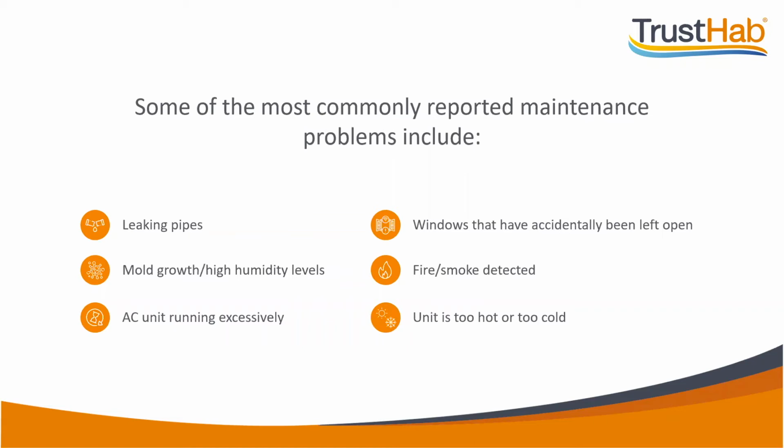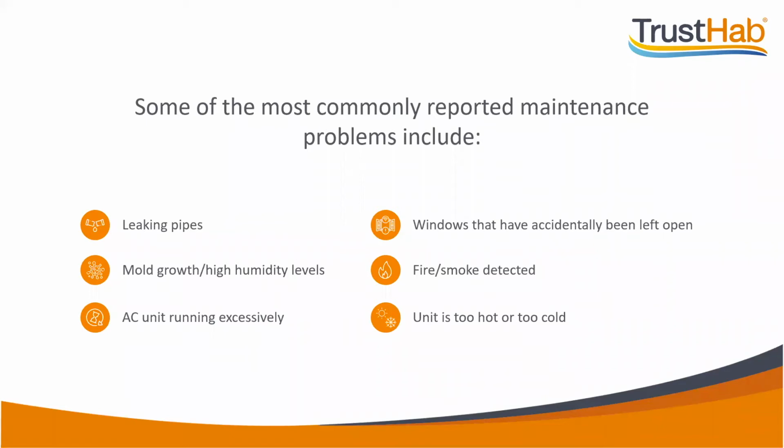Even if a unit isn't actively being lived in, it doesn't mean maintenance problems can't or won't occur. So some commonly undetected maintenance problems include leaking pipes, which of course can lead to extensive water damage to property, which is typically very expensive to remediate; mold growth or excessive humidity. So high humidity levels present a breeding ground for mold conditions. So if high humidity is in fact present in a residence, that's something you want to catch and address immediately. AC unit running excessively, which usually means it's having trouble reaching the temperature set point and can be occurring for a number of reasons. So that's also something you definitely want to check out as soon as possible.